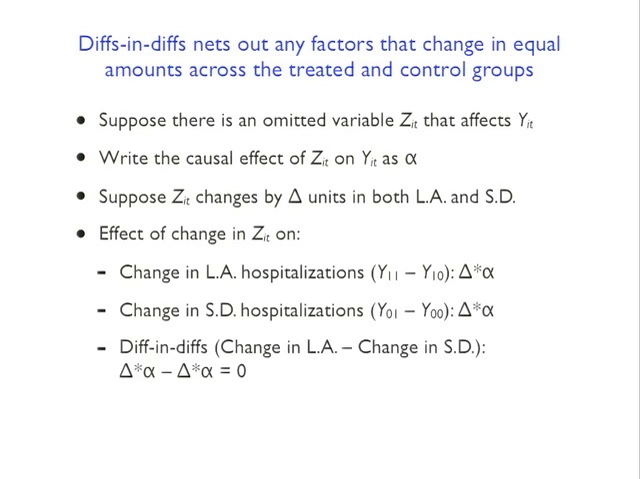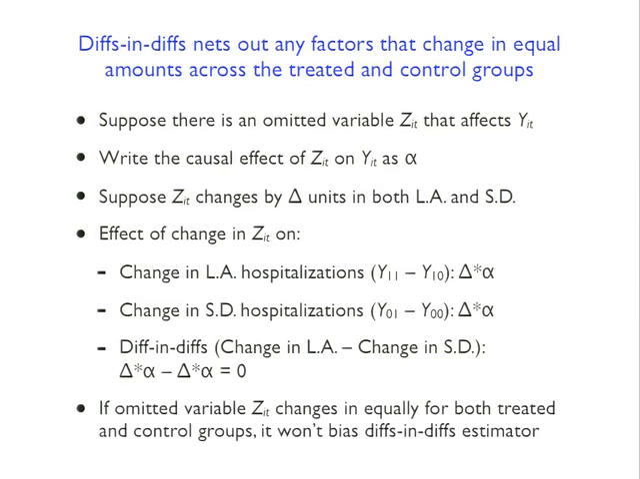And then if we do the diffs and diffs, so we do the change in Los Angeles minus the change in San Diego, to the degree that the only thing that's changing San Diego hospitalizations is this change in temperature because there's no policy change, then we're going to get delta alpha for the change in Los Angeles hospitalizations. We'll get delta alpha for the change in San Diego hospitalizations, and those two things will net out to be 0. And so that's actually desirable because what we want to do is eliminate the effect of that factor from the observed change in Los Angeles hospitalizations. And so if this omitted variable Z_it is changing equally for both treated and control groups, then it's not going to bias the diffs and diffs estimate.